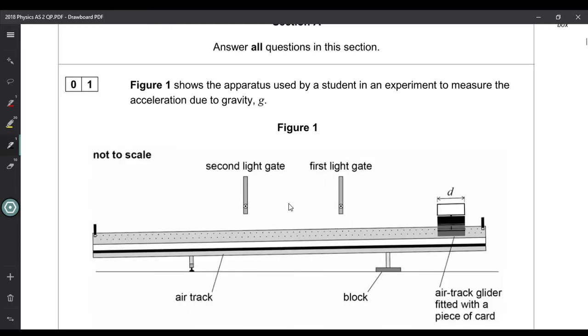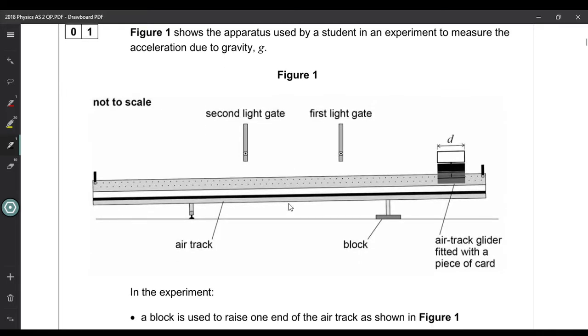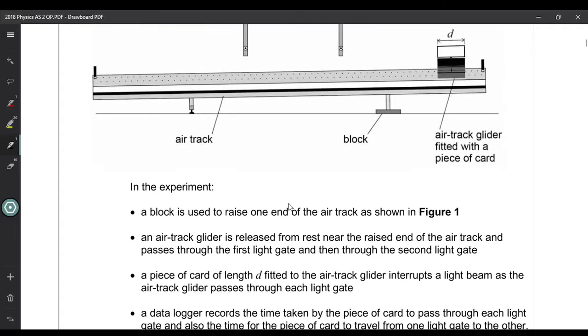Question 1 shows us some apparatus used by a student in an experiment to measure the acceleration due to gravity. So we've got some light gates and an air track, and it says that a block was used to raise one end of the track. An air track glider is released from rest near the raised end of the track and passes through the first light gate and then through the second. A piece of card of length D is fitted to the air track glider and interrupts the light beam as the air track glider passes through the light. So make a note that D is the length of the piece of card.